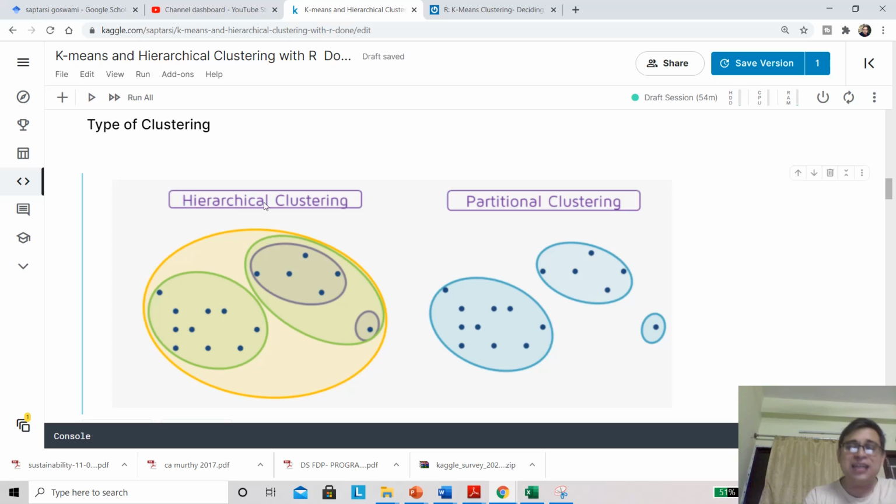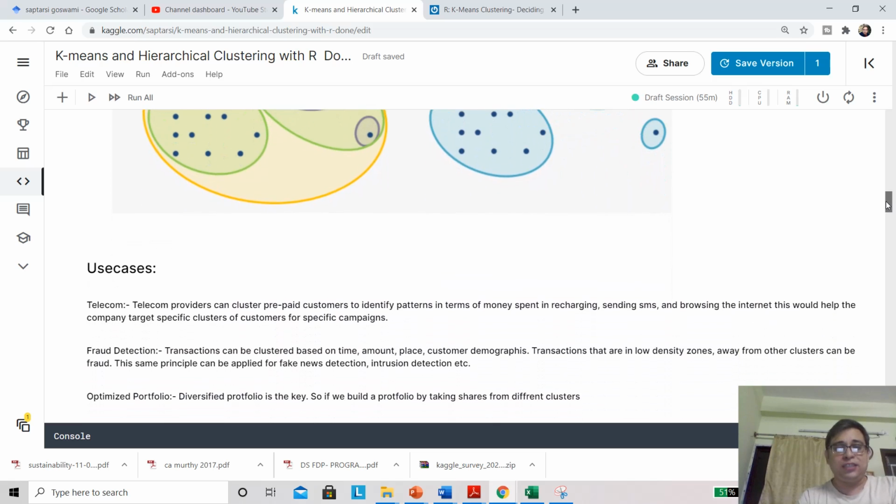Whereas in a hierarchical clustering algorithm, you see that these two clusters are close to each other and can be thought of as part of this bigger cluster, right? And finally, this cluster and this cluster are part of the overall cluster. So the ambiguity may be a little lesser when we are dealing with hierarchical clustering. Now let's look at some of the use cases.